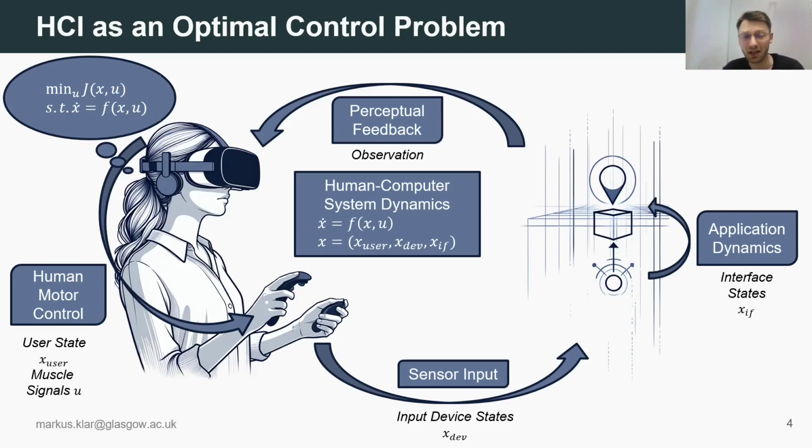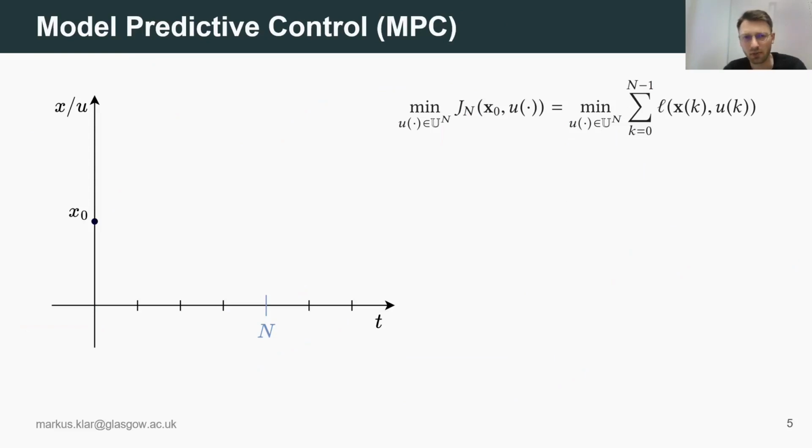If we are able to model this system and then solve the optimal control problem, we can obtain a simulation of the whole human-computer interaction loop. But to solve this optimal control problem, we chose to use Model Predictive Control, or MPC, which is a classic method in mathematical control theory because it can also work with nonlinear systems.